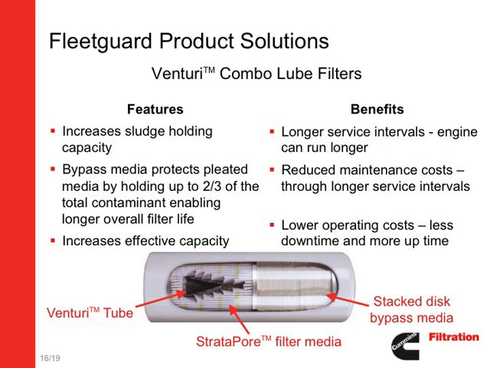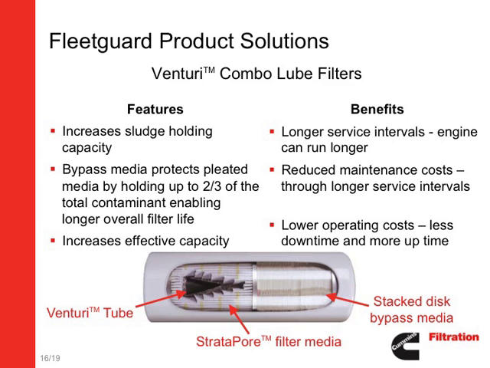By utilizing a combination of filtering technologies, the Venturi Combo Lube Filter holds a clear advantage over standard filters. One of the most important features of the Venturi filters is the increased sludge holding capacity. The bypass media protects the pleated full flow media by holding up to 2/3 of the total contaminant, resulting in longer overall filter life. The combination of full flow and bypass filters increases the effective capacity of the filter.